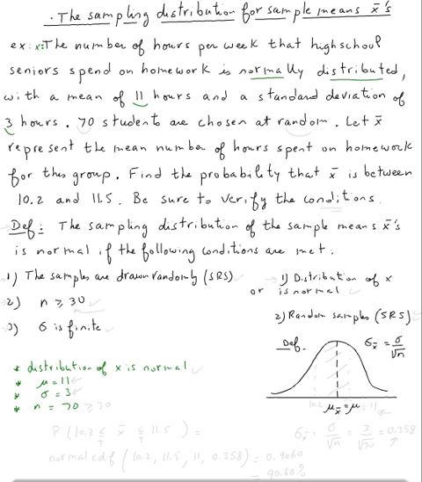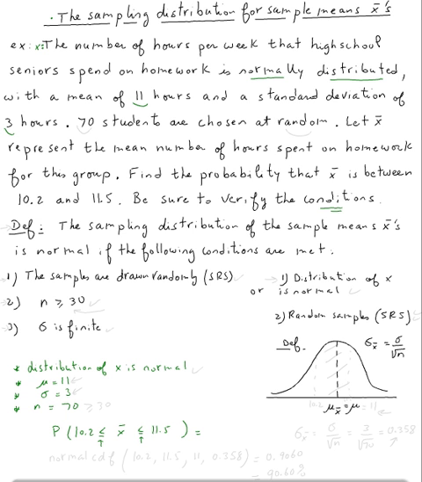So the question is, find the probability that X bar is between 10.2 and 11.5. By the way, if we use strictly less than, it's the same thing. We always get the same number, so it doesn't matter if it's less or equal or just strictly less. All right, what else? First we need to be sure, it says be sure to verify the conditions.